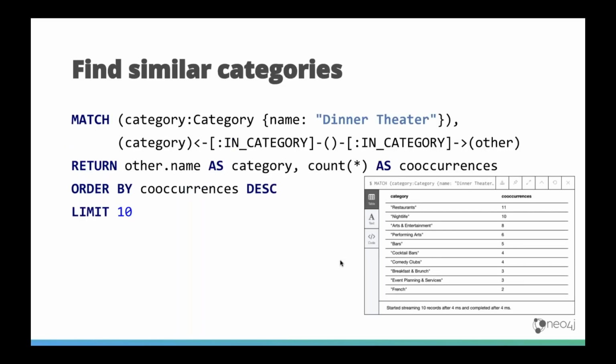Another query we could do is, can we find similar categories? Imagine we like businesses under the dinner theatre category, and we want to know what other similar categories there are. One way of working out that similarity is to have a look at what other categories businesses that are dinner theatres also come under. And in this case, not to any great surprise, I imagine restaurants and nightlife also show up.